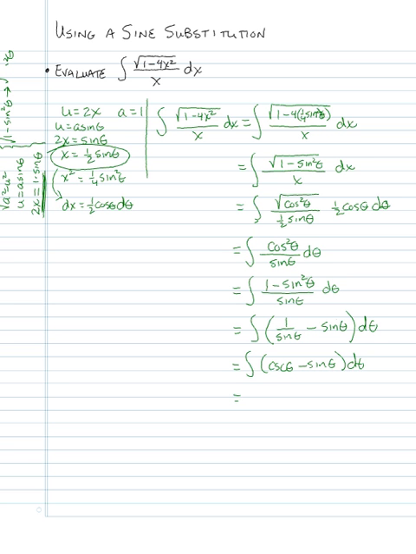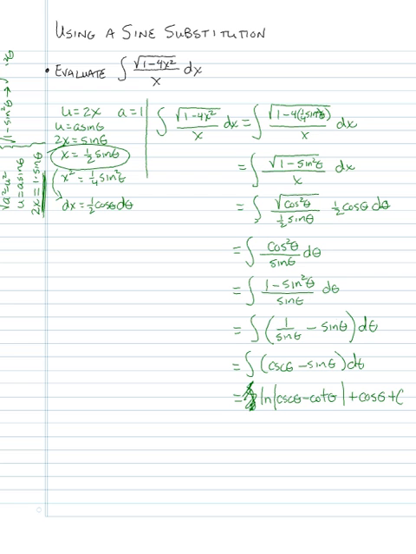Now, we may have to go look this up, but the integral of cosecant theta is something that we're supposed to know. When we integrate cosecant of theta, we get natural log of the absolute value of cosecant theta minus cotangent of theta. And of course, when we integrate sine of theta, we get negative cosine of theta. So we have a negative of negative cosine of theta, which is plus cosine of theta, plus our constant of integration.